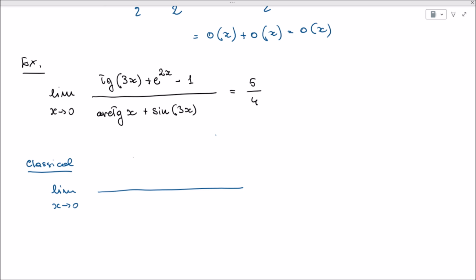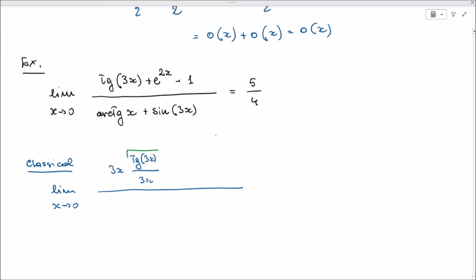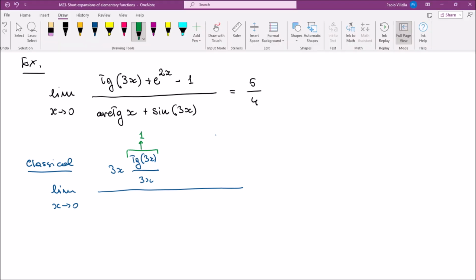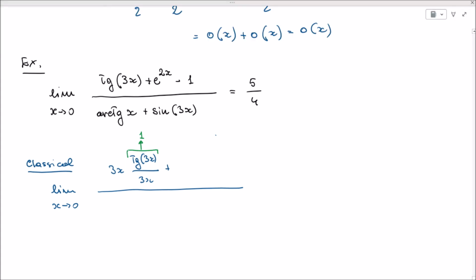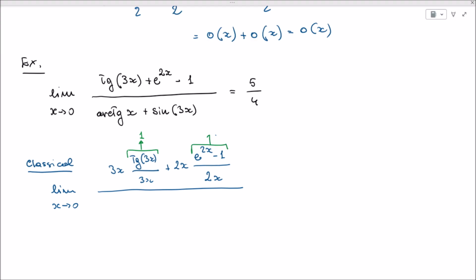We immediately realize that the tangent of 3x, if we divide by 3x and multiply by 3x, we see that for x that goes to 0, this clearly is something that will go to 1. Okay, so the first element has been fixed. Then we have e to the 2x minus 1, that if we divide by 2x and multiply by 2x, we have another fundamental limit that will tend to 1.